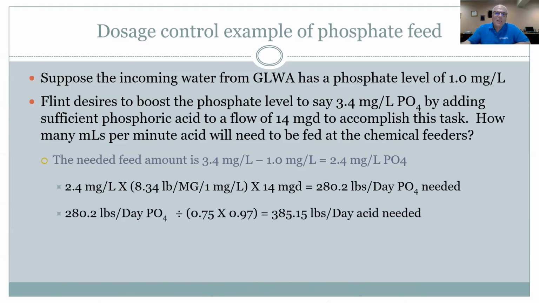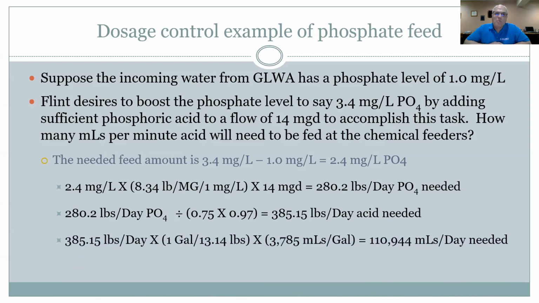We're going to take that 280.2 pounds per day of phosphate needed and divide it by the 75% strength of the acid and the 97% of the phosphate out of the total molecule of phosphoric acid. So they're going to need to feed 385.15 pounds per day of acid to the water coming in. So how many milliliters per minute does that work out to? What should they set their chemical feeders at if they have to feed 385.15 pounds per day of acid?